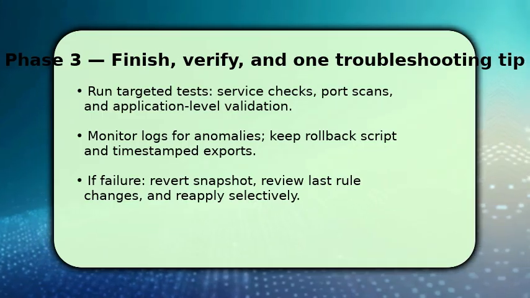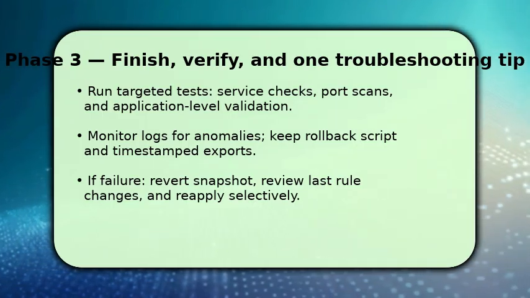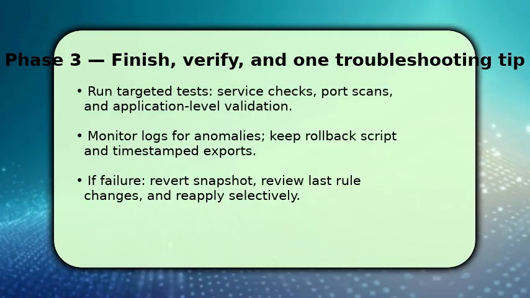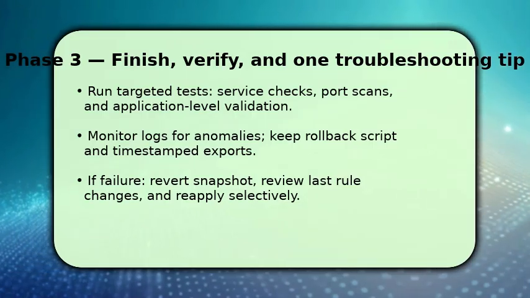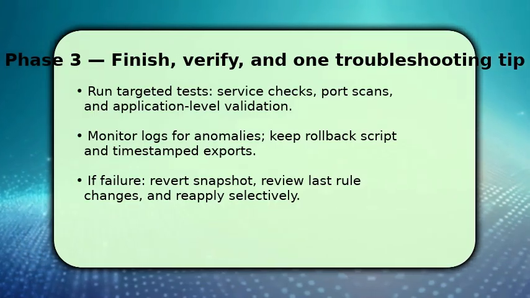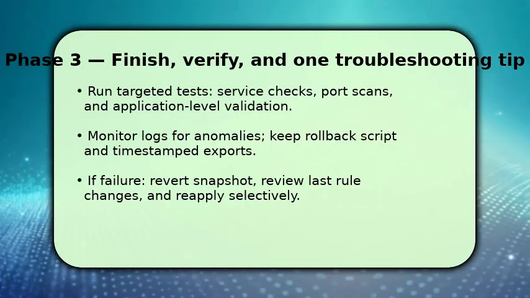Monitor logs and alerts for anomalies, export a timestamped config, and keep a rollback script handy. If something breaks, revert the snapshot immediately, then review the most recent rule changes to find the culprit. Once identified, reapply fixes selectively and retest.